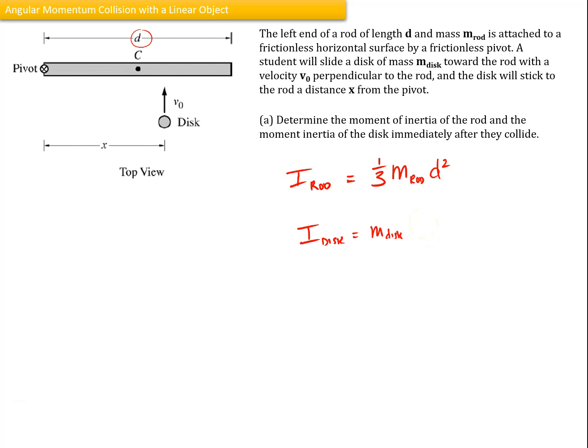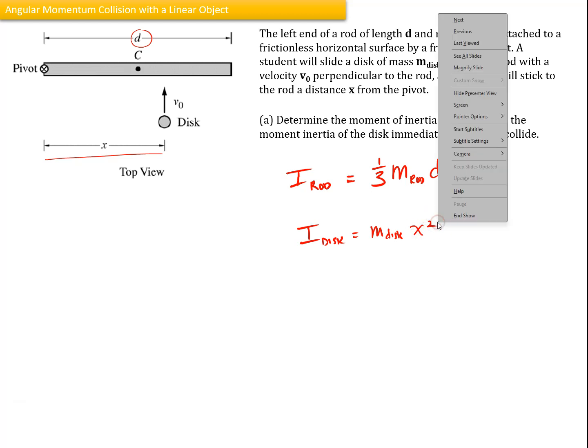After they interact, since it's spinning around this pivot point at a distance x from the pivot point, this should just be the mass of the disk times x squared. Right, part A, not too bad, just a little review. Part B, oops.